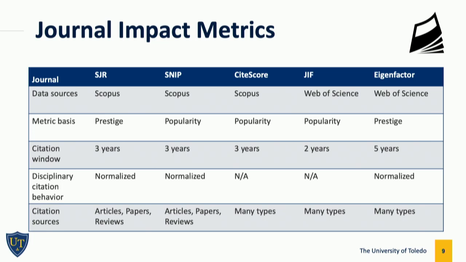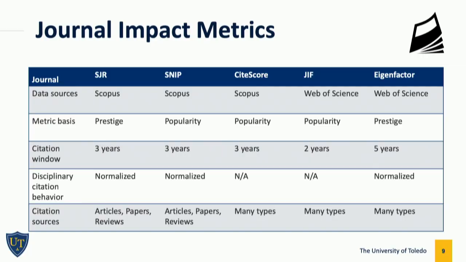Basically what that means is not all citations are created equal. So for the metrics that are using prestige as opposed to popularity, the more important journals carry more weight in the prestige indexes, whereas in the popularity indexes, all citations are counted as equal. They also vary in the citation window period.